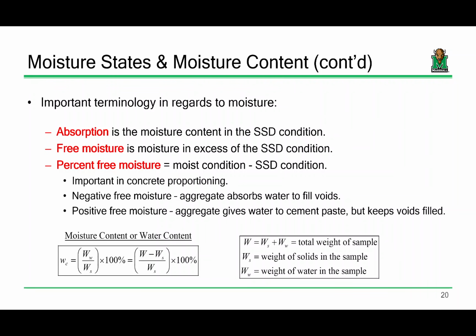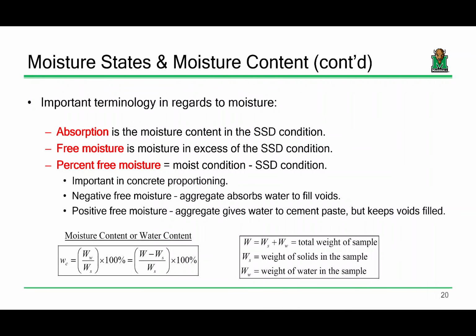Now, a little bit of terminology here. Remember how we said saturated surface dry is the baseline for moisture content, and we're either above or below saturated surface dry. So we calculate moisture content or water content by taking the weight of the water over the weight of the solids. But we have a specific name for the moisture content whenever the sample is at saturated surface dry, and we call that absorption.